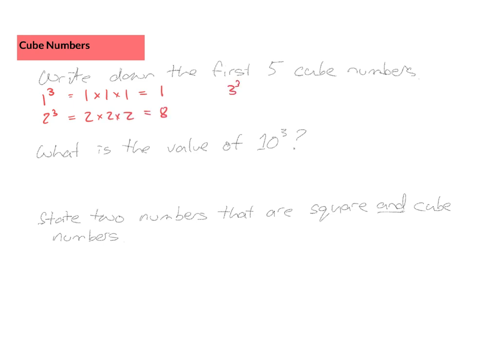3 cubed is not 3 times 3, it's 3 times 3 times 3. 3 3s are 9, 3 9s are 27. And as you can see, these numbers get very big very quickly. So 4 cubed is equal to 4 times 4 times 4, which equals 64. And 5 cubed is equal to 5 times 5 times 5, which equals 125.